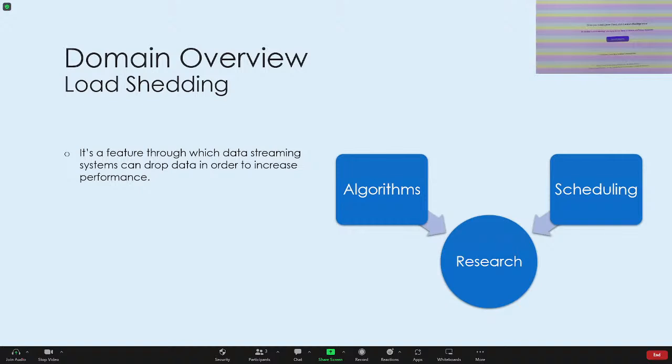These are mainly random shedding, which means that you are basically flipping a coin whether you keep a tuple or not, or semantic load shedding, which makes use of certain characteristics in order to deduce importance, which is what we also focus on. And another one is scheduling, again. You can have scheduling specifically for load shedding, which means that you are basically planning where to put these shedders inside your system in order to increase the performance and also decrease the accuracy penalty that you're getting.